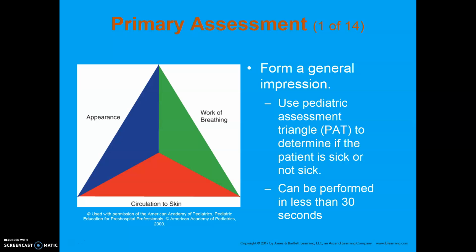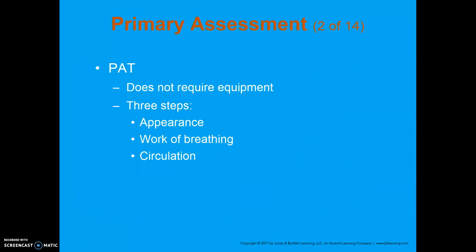The pediatric assessment triangle consists of 3 elements and requires 0 equipment. So you're going to look at the appearance, the muscle tone, and mental status of the patient. You're going to look at the work of breathing, and you're going to look at the circulation to the skin. So how does the patient look?